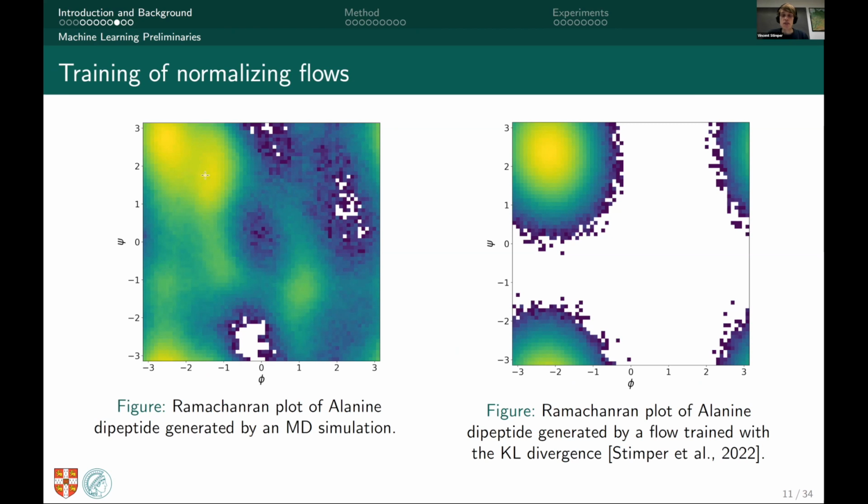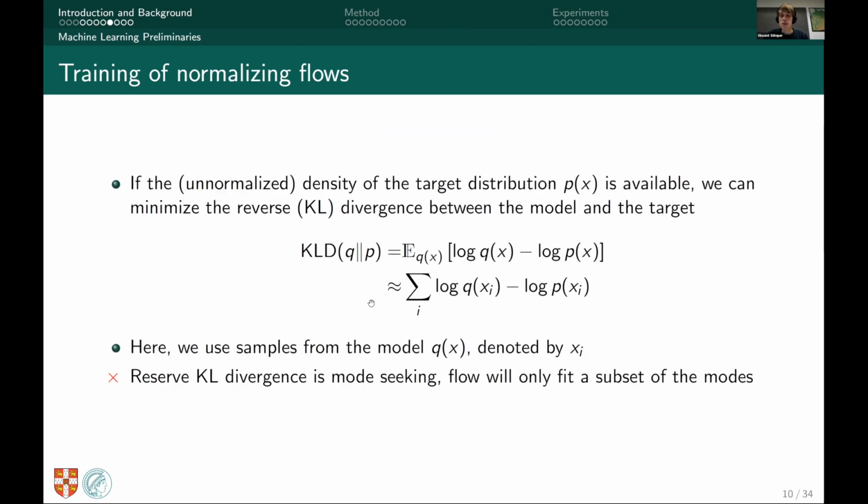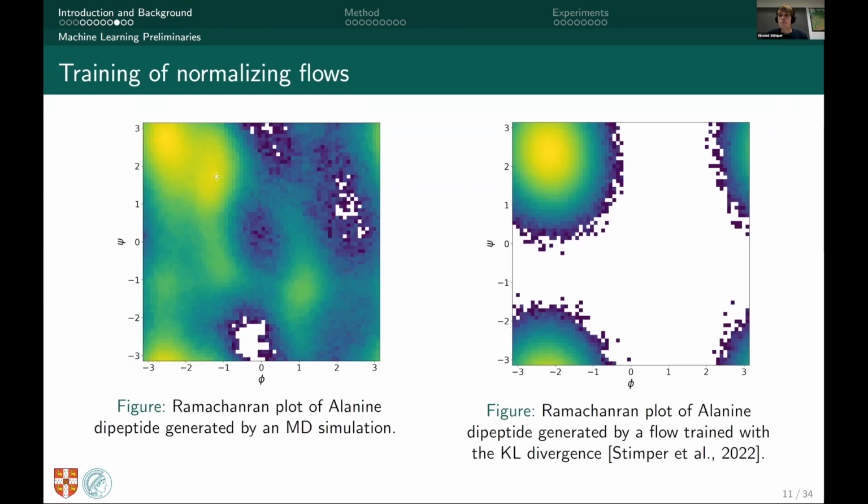If your model is initialized in such a way that it doesn't cover the entire distribution, then the samples from the flow, which you use to estimate this objective, will have a very high log probability for the target. If you cover this mode, they are very happy there. Therefore, the training algorithm will force the flow to cover this mode even better.